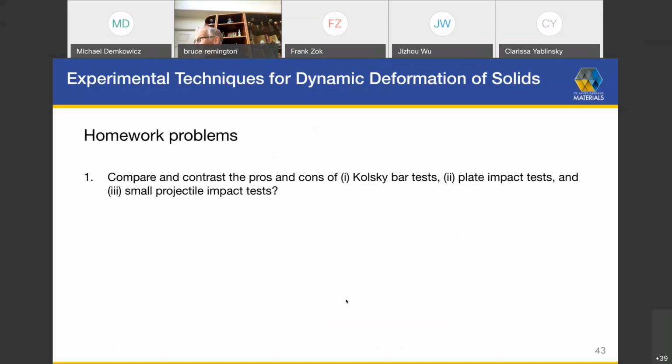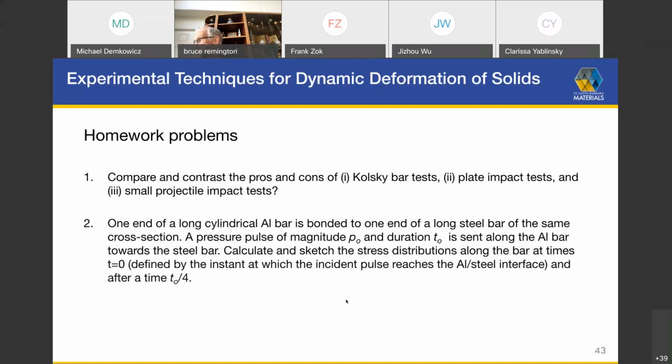The second problem is a simple calculation, and it involves collisions and wave propagation through elastic bodies. So here, let's imagine you have an aluminum bar. It's bonded to a steel bar. They have the same cross-sectional area.